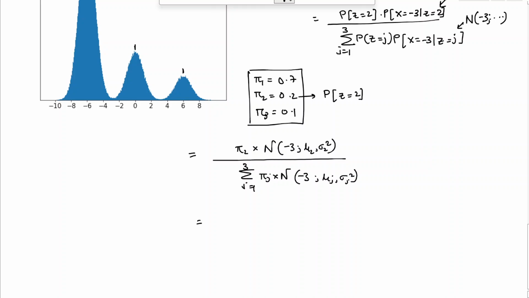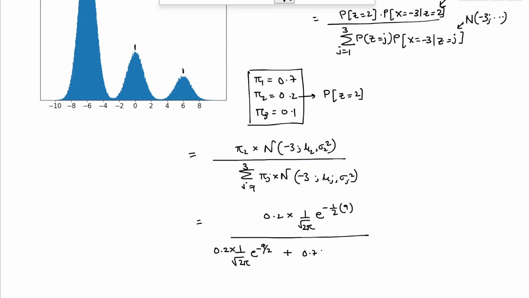So this would be, pi2 is 0.2, so we write 0.2 times the normal. Since all of them are unit variance, we can write this as 1 by under root 2 pi e to the power minus half of x minus mu2 whole square, right? But what is mu2? Mu2 is 0. So this would be minus 3 whole square, which is 9, divided by, first of all, we'll have this term itself, and then we will have the term corresponding to pi1 or the mixture 1.